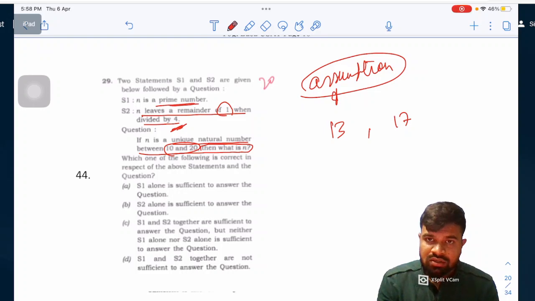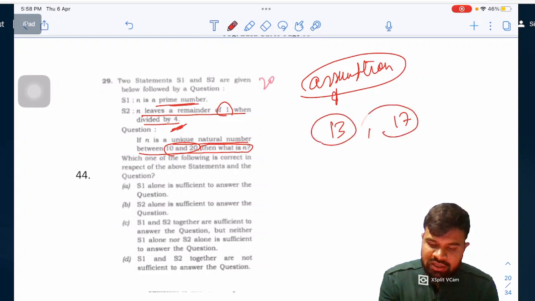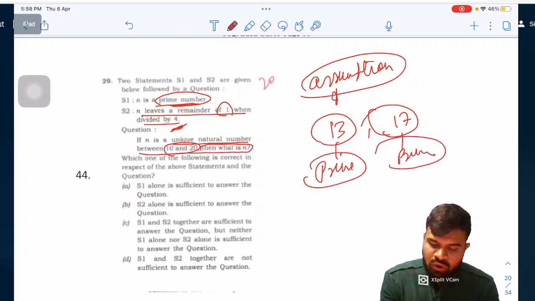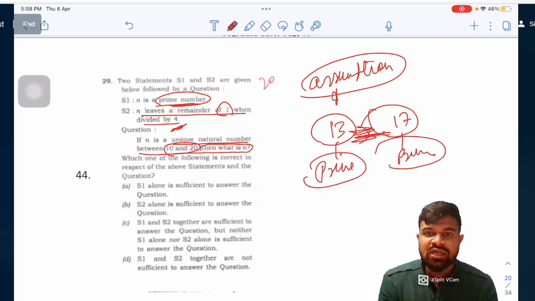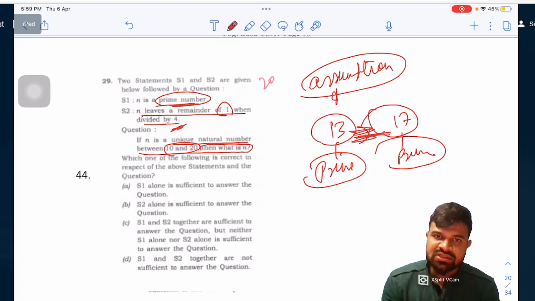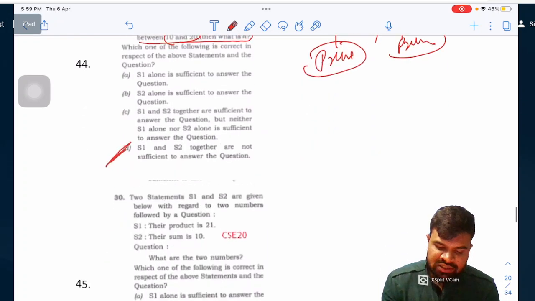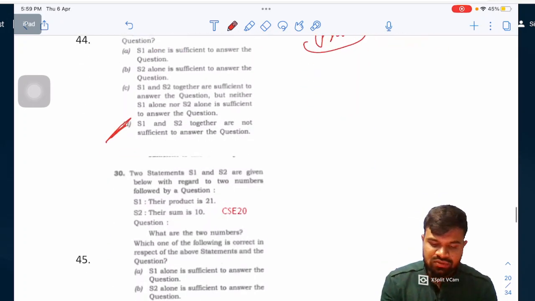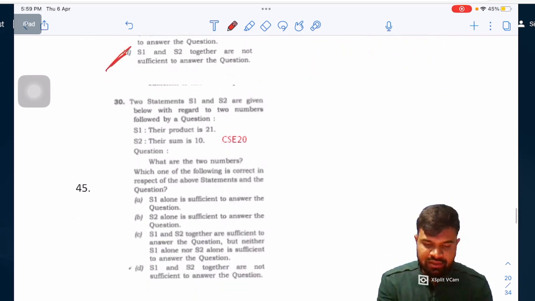13 leaves a remainder 1 when divided by 4. 17 leaves a remainder 1 when divided by 4. n is prime, that means 13 is prime. 17 is also prime. So both these numbers satisfy both statements. That means we cannot tell whether the number is 13 or 17. So both statements S1 and S2 together are not sufficient. We cannot get a unique number.